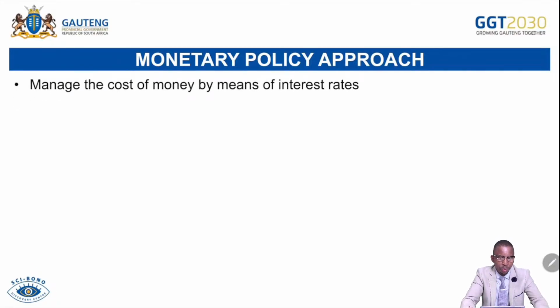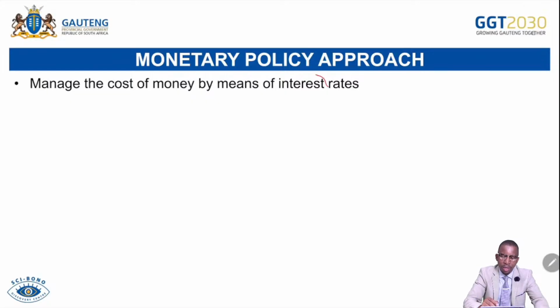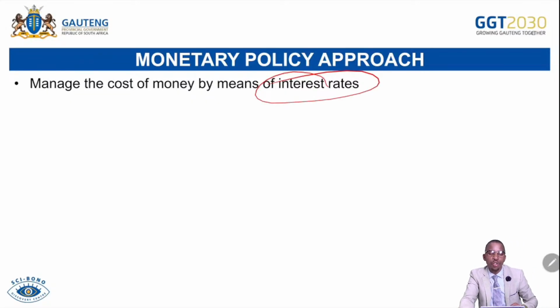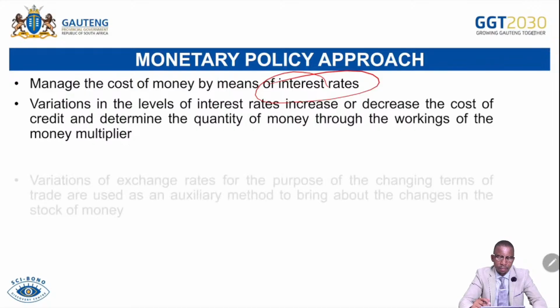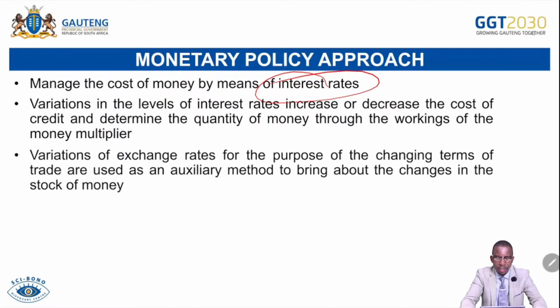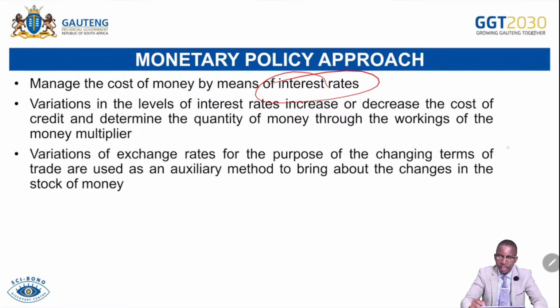Monetary policy approach continued: manage the cost of money by means of interest rates. So the South African Reserve Bank is using the interest rate to manage the flow or availability of money in the economy. Variations in the levels of interest rate increase or decrease the cost of credit and determine the quantity of money through the workings of the money supply. Variations of the exchange rate for the purpose of changing the terms of trade are used as an auxiliary method to bring about change in the stock of money.